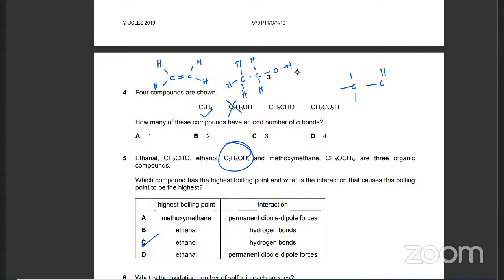Aldehyde, double bond, and single bond, right? That's 1, 2, 3, 4, 5, 6. That's also the last one, CH3 and C double bond O and H. So that's 3, 4, 5, 6, 7. So that's 2.